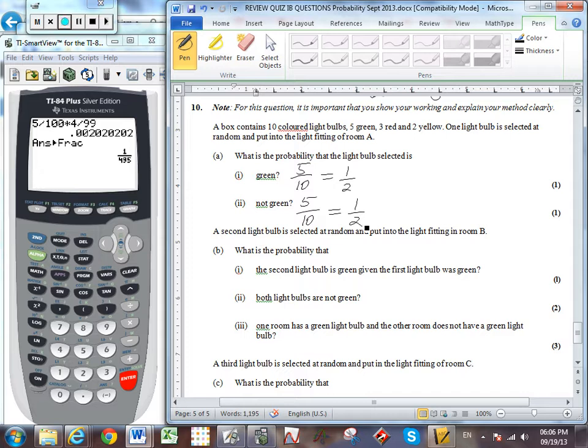Now, we've already used that first light bulb because we put it into the light fitting of room A. Now let's move on to part B, where we're now selecting a second light bulb. We didn't replace the first one because it's now put into the light fitting of room A. So we've now already got 9 bulbs to choose from. Okay, here we go. The second light bulb is green, given that the first light bulb was green. So let's have a look at the tree diagram. It's green, red, or yellow. And then my second one is green, red, or yellow, green, red, yellow, green, red, yellow.